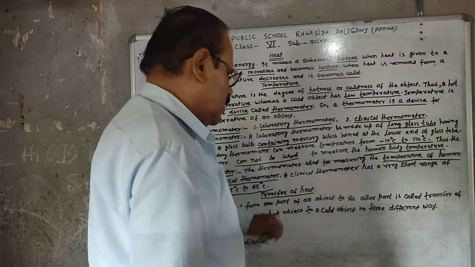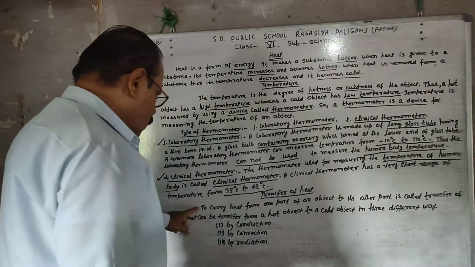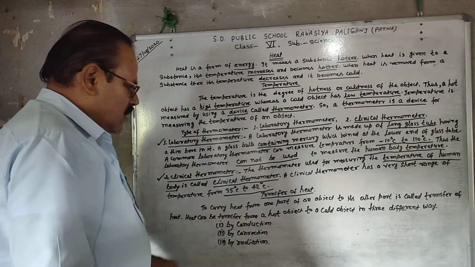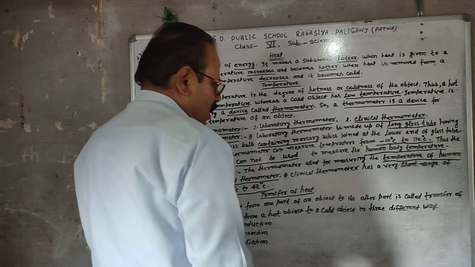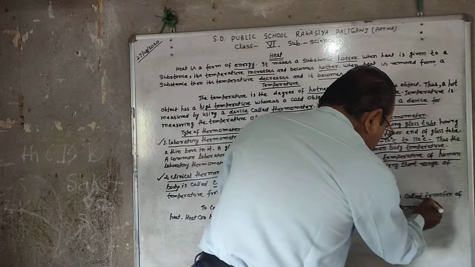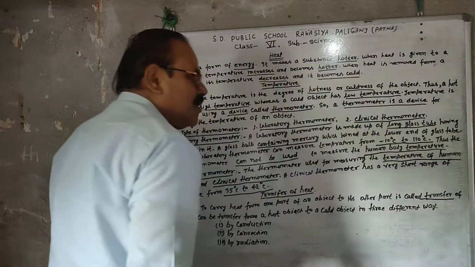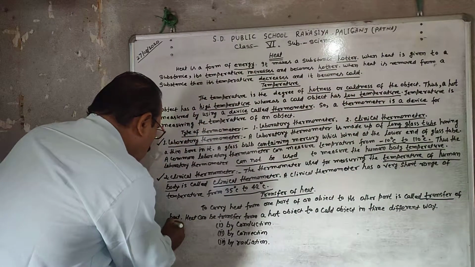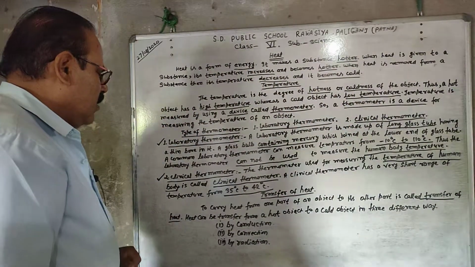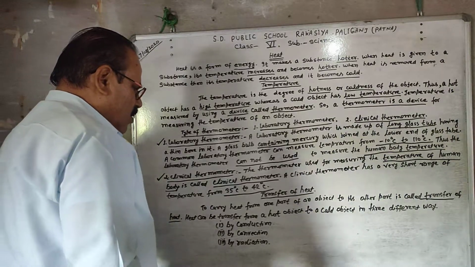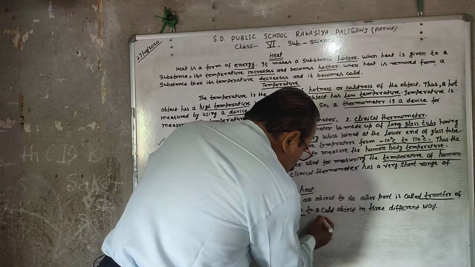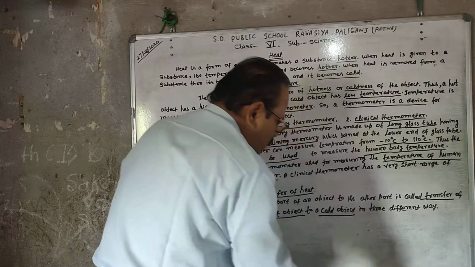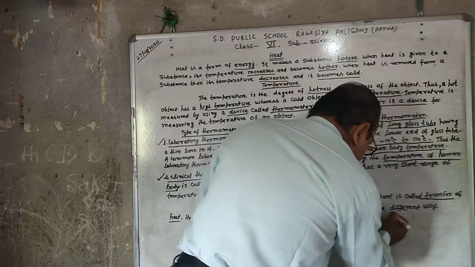Transfer of heat. To carry heat from one part of an object to its other part is called transfer of heat. Heat can be transferred from a hot object to a cold object in three different ways.